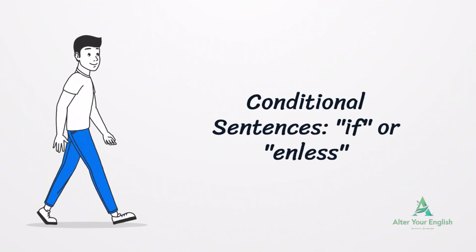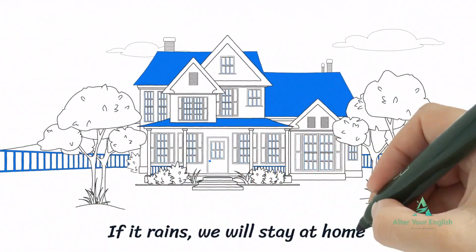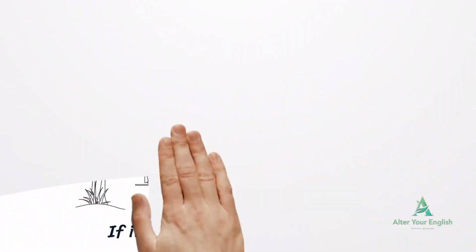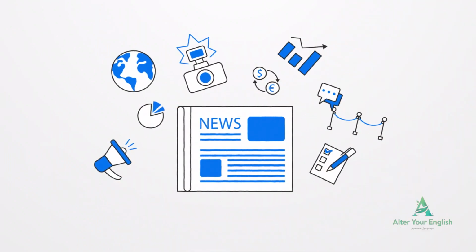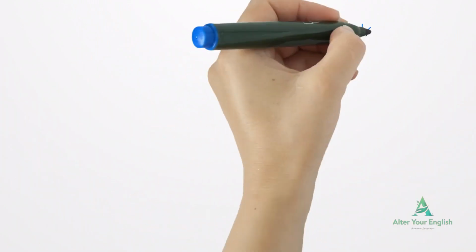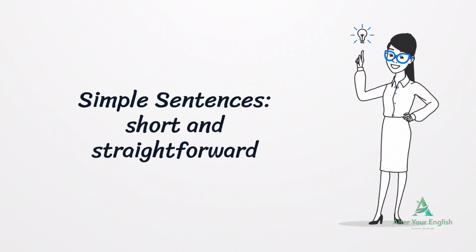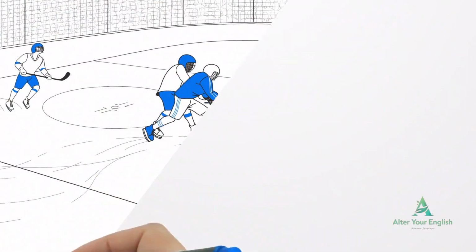Conditional sentences. These sentences express a condition and its result. They often contain the word if or unless. For example, if it rains, we will stay at home. Another example, if I see him, I will tell him the news. Simple sentence is another classification. These sentences consist of a simple independent clause. They are short and straightforward. For example, they play hockey.